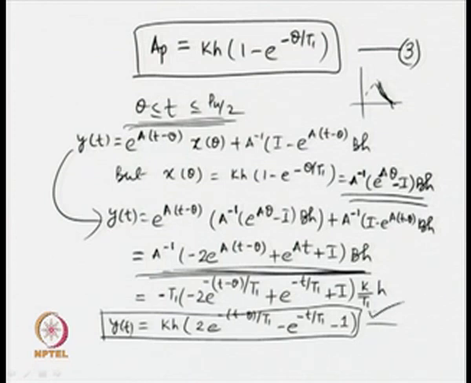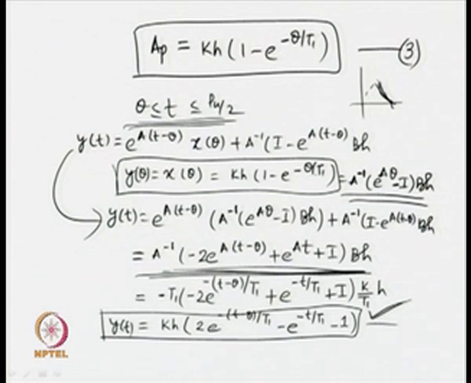Let us check the validity of this expression first, whether at time t equal to theta we get the same expression or not, what we have obtained earlier. At time t equal to theta, y(t) is how much? At time t equal to theta, y(theta) is equal to x(theta) is equal to K h times 1 minus e to the power minus theta by T1. Whether we are getting the same expression or not, when time t equal to theta, y(t) becomes y(theta) equals K h times 2 e to the power minus theta upon T1 minus e to the power minus theta by T1 minus 1, which is equal to K h. So, this term will give you 1, e to the power 0 is 1. So, 2 minus 1 is 1, 1 minus e to the power minus theta upon T1. Therefore, this expression is correct. We have checked the correctness of this expression.